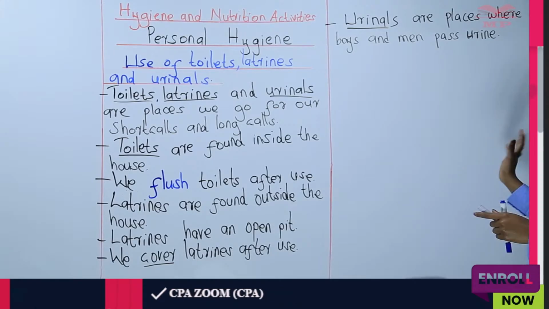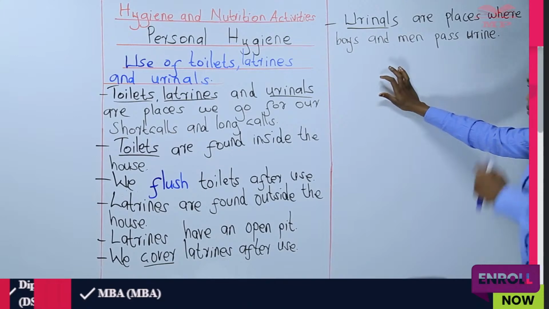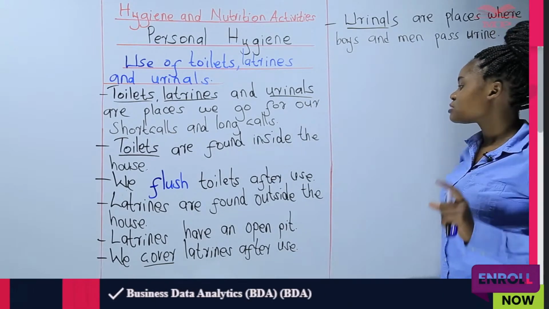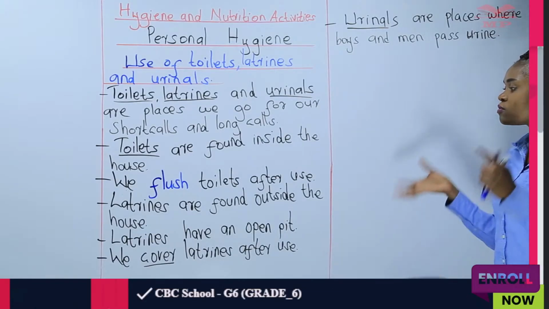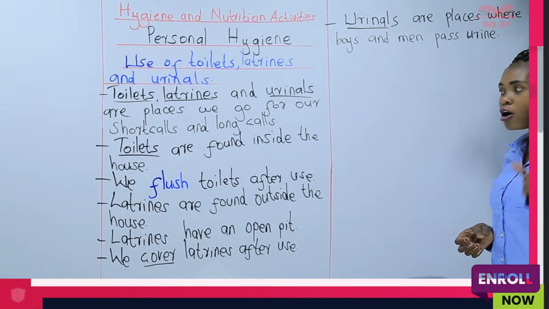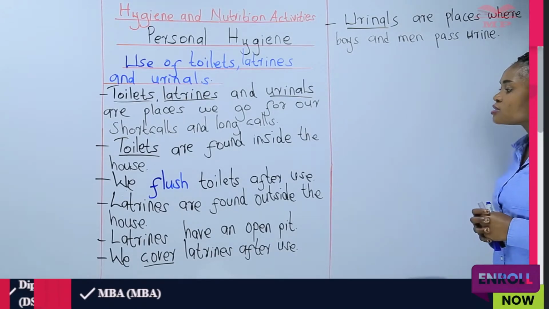So this is how we are supposed to use toilets, latrines, and urinals. First, toilets are found inside the house, and we flush toilets after use. I said flushing is pouring water after you have relieved yourself from your short call or your long call. Remember, if you do not flush a toilet, it will have a bad smell.